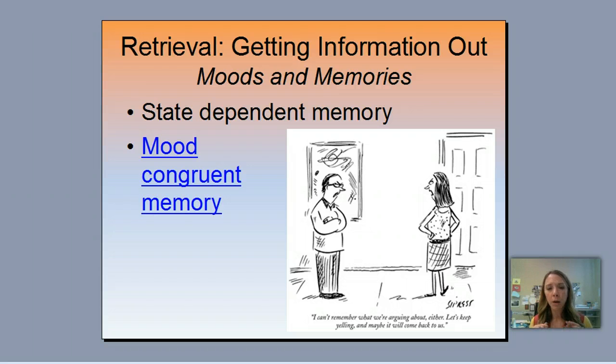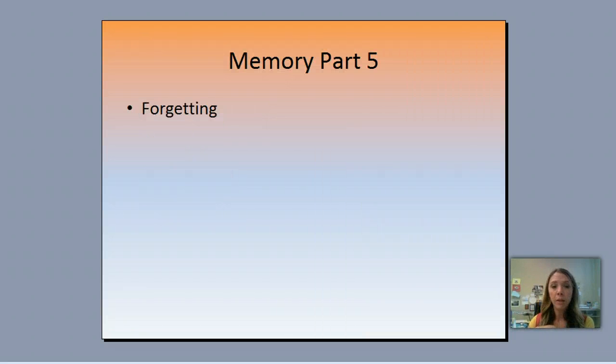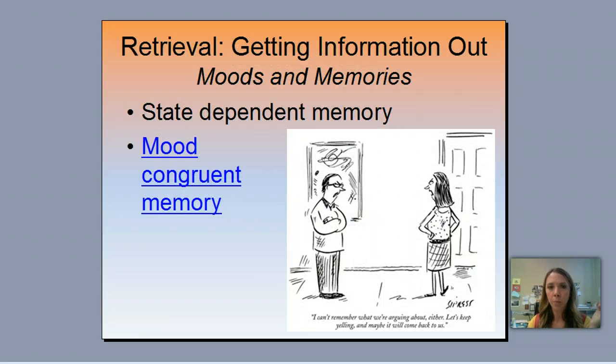Okay, so those are going to be our last notes on retrieval. In our next notes, we're going to be looking at memory part 5. This is going to be forgetting. So once we have them encoded and we're able to retrieve them, why do we all of a sudden forget certain memories that we've made?